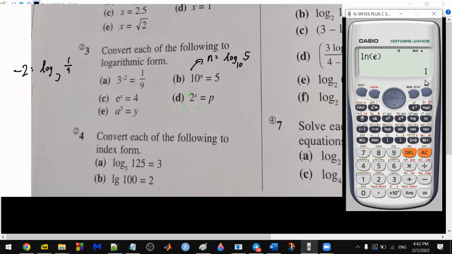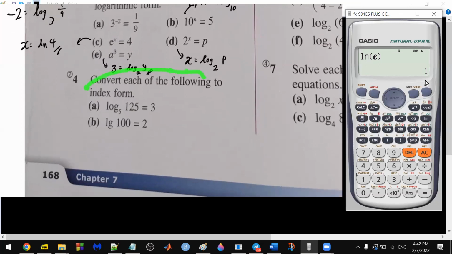How about this one? 2 power x equal to p. How do you make x the subject? Log base 2 of p. Yes, very good. How about a power 3 equal to y? Let's say we make 3 the subject. Log base a of y. Exactly. Correct. Then how about e power x equal to 4? Ln 4, because this is just the special base e. Okay, good. Then you can key in the calculator, but I'm not interested. Okay, moving on.